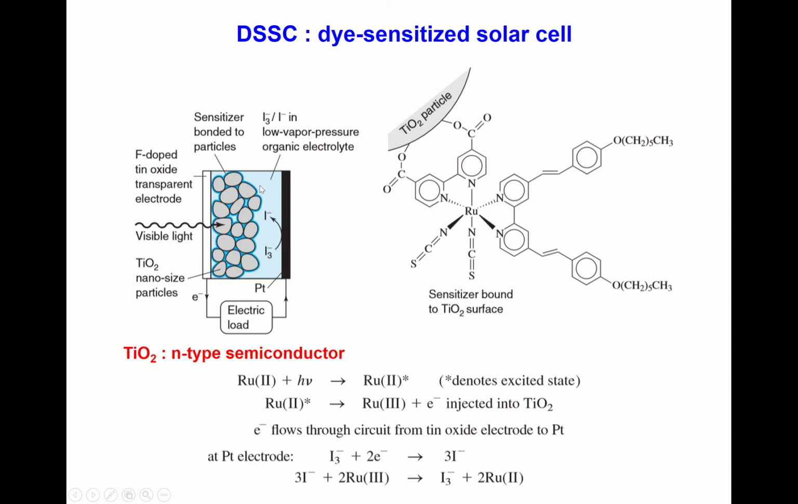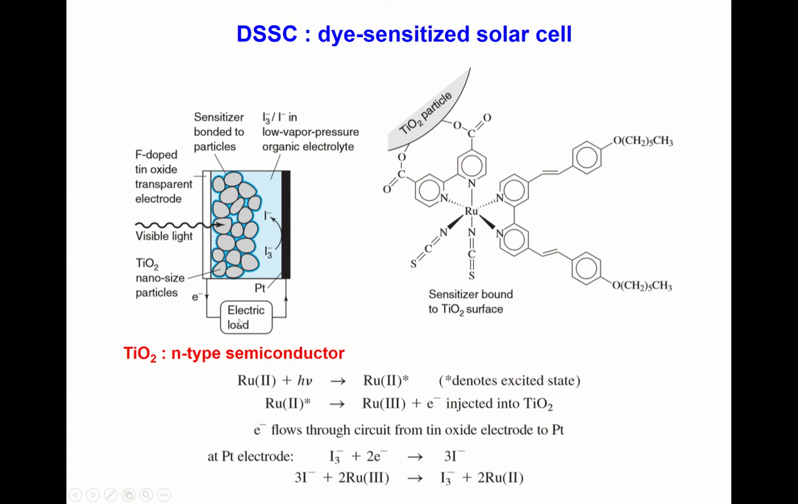consumed. Okay, but inside this cell, you put this iodide, and this is a triiodide ion. Okay, and these electrons now go to triiodide, and this triiodide, receiving electrons, is reduced to iodide. Okay, so as long as you shine visible light on this anode, this process keeps going on.